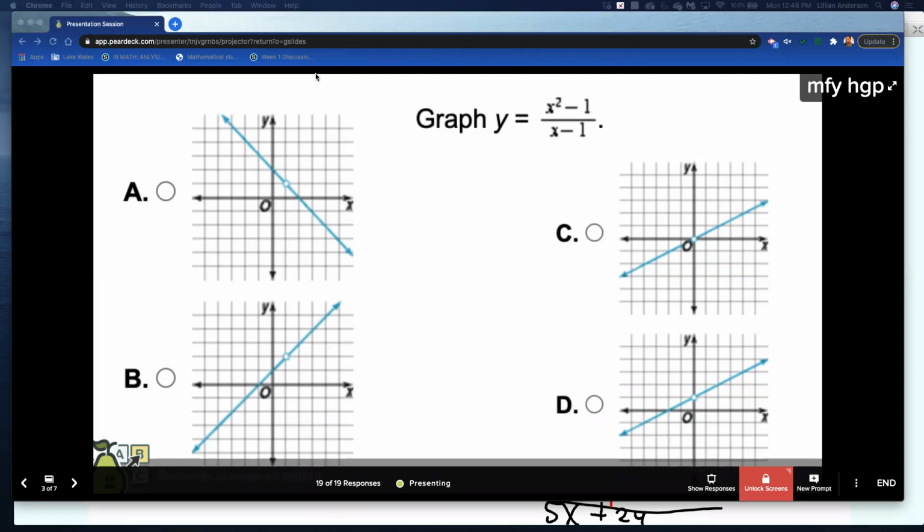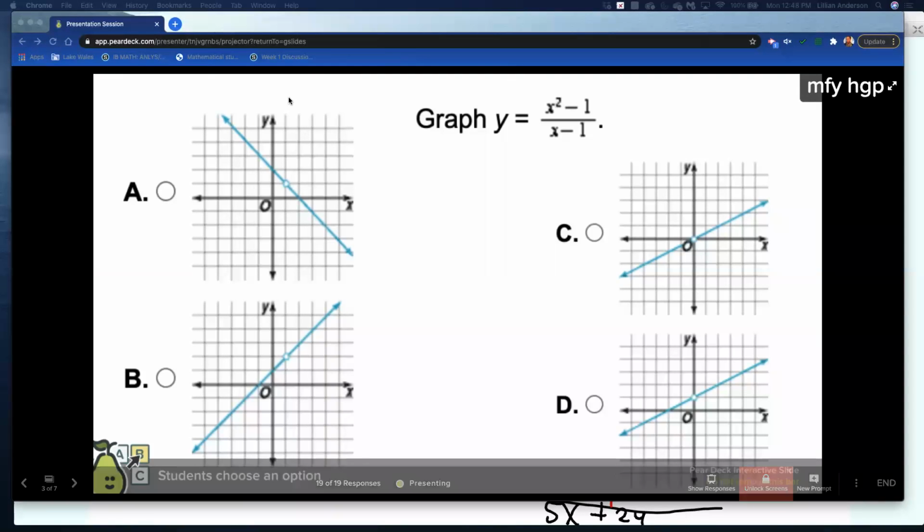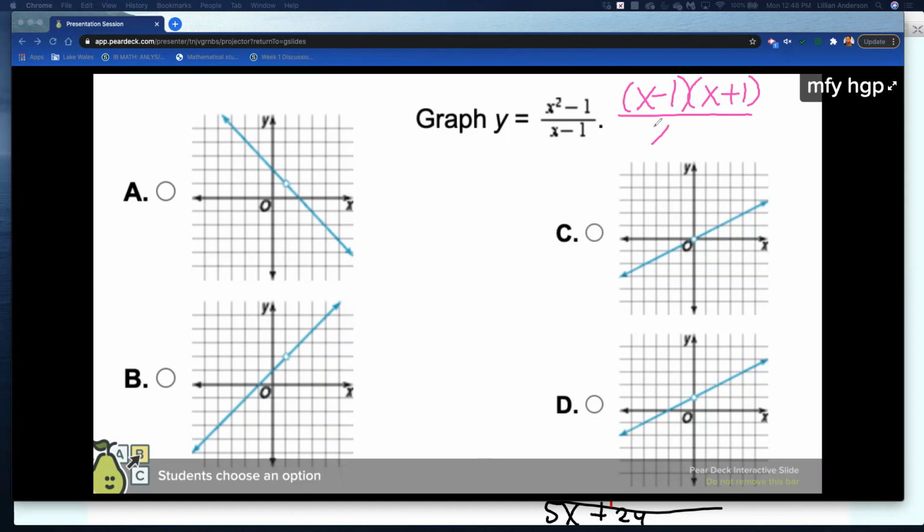All right, so for this one, we have to graph x squared minus 1 all over x minus 1. As we can see from the answer choices, this is one of those that simplifies down to be a linear factor, which it does. This is difference of perfect squares in the numerator. And as you can see, we have a common factor of x minus 1. So that means that we have a hole. The hole is located at +1 or -1.